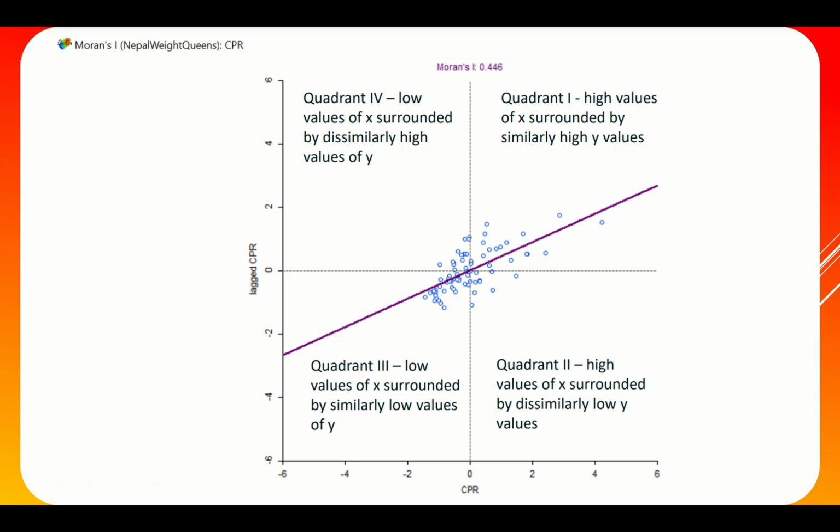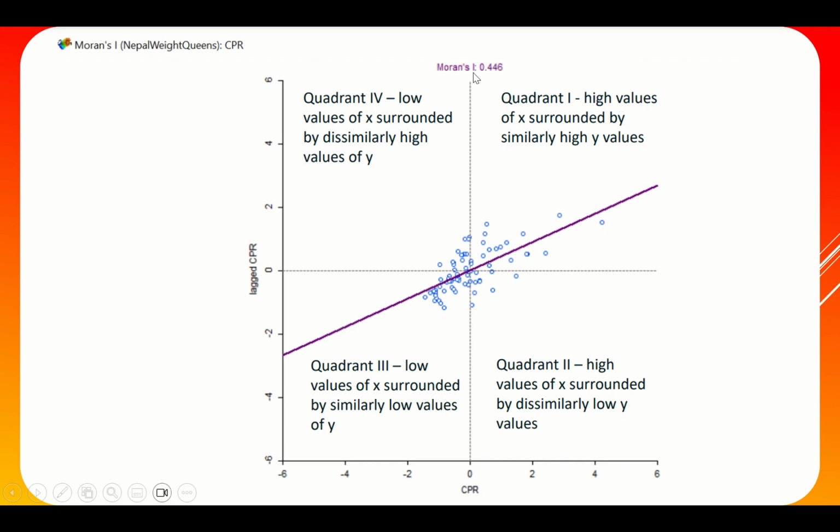So the output from Moran's I test in GeoDa is this scatter plot right here. Basically, what this scatter plot is analyzing is the value of CPR at any given location versus the lag CPR. The lag CPR is the data value of CPR in the neighboring polygons. So it's basically analyzing the value of CPR in one polygon and comparing it to the values of CPR in the polygons around it.